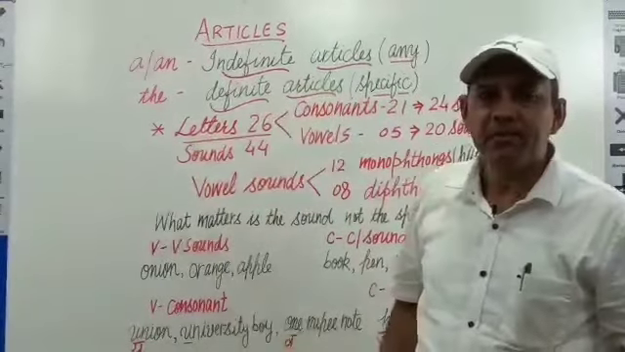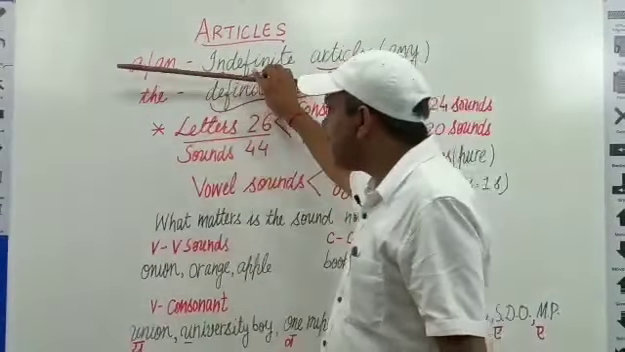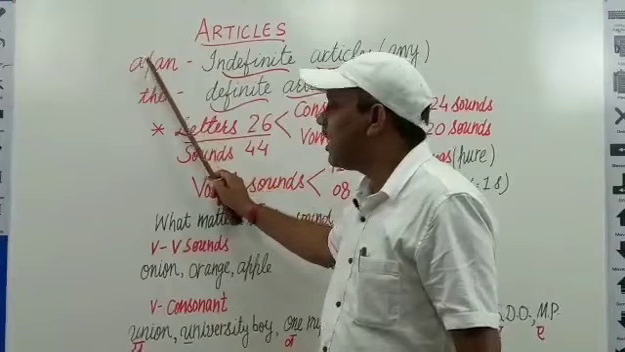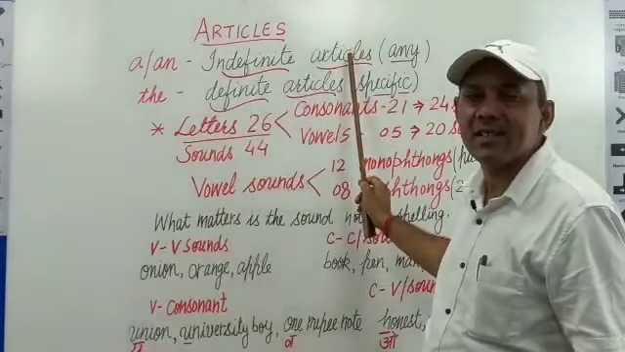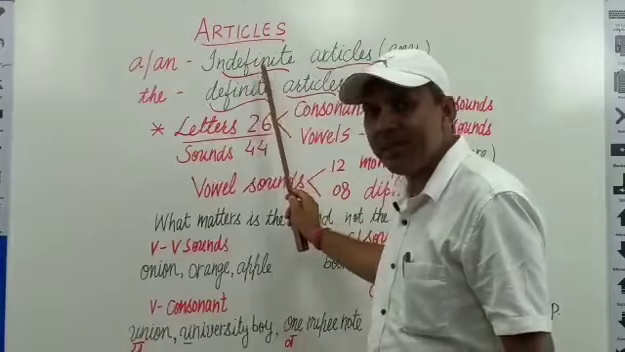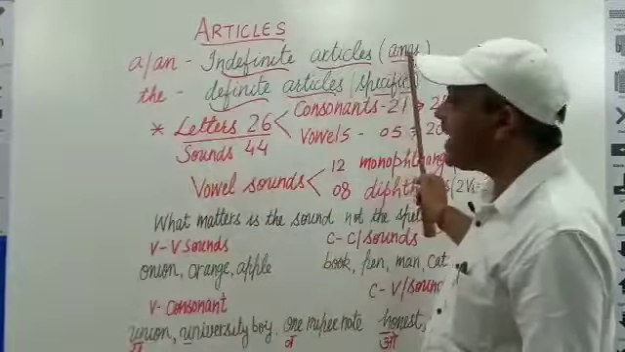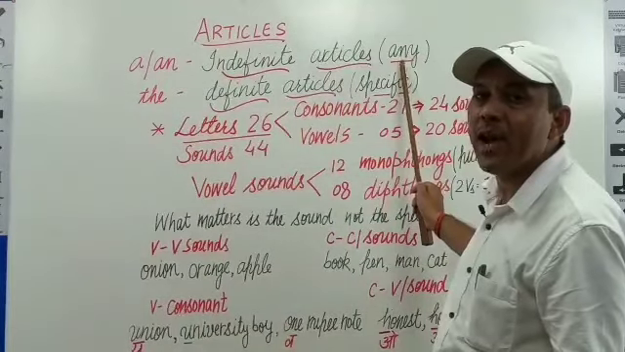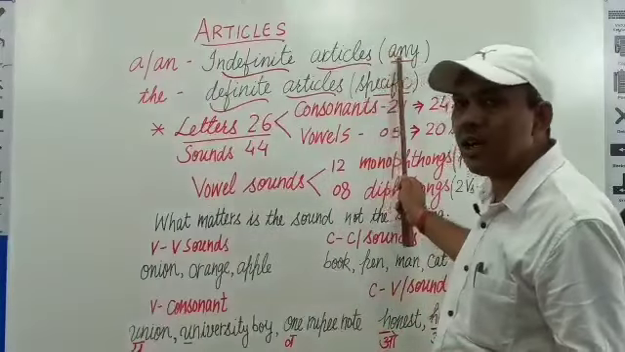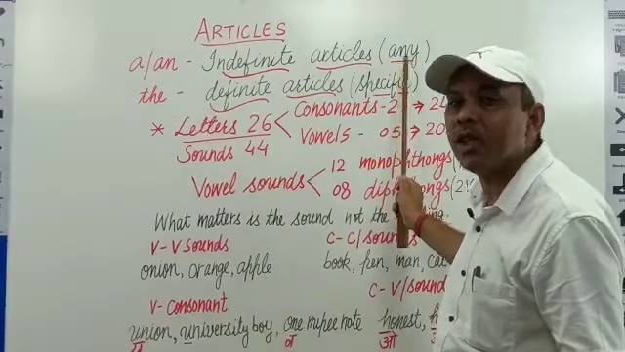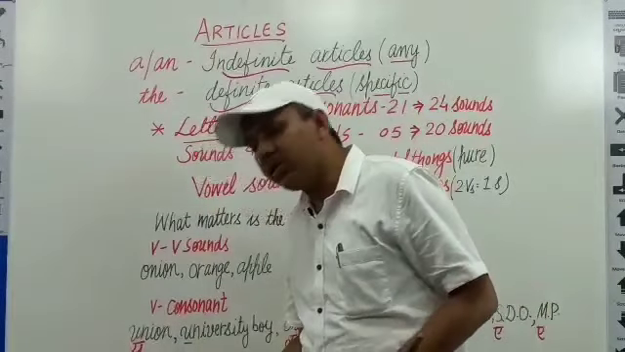Where do we use them? How do we classify them? We can classify them in two parts. A and an are known as indefinite articles. Why are they indefinite? Because they qualify anything, any person or anything in general, not a particular or specific person or thing.